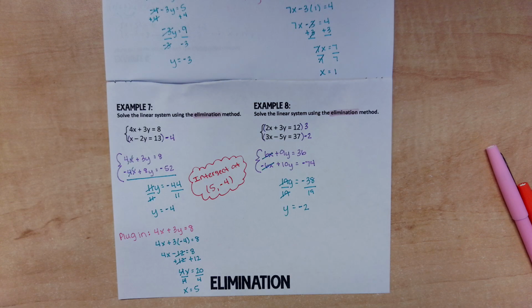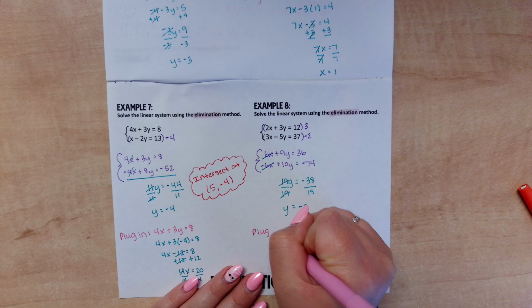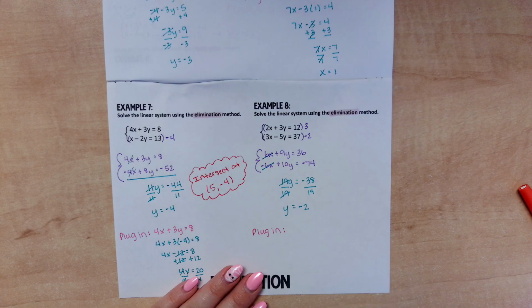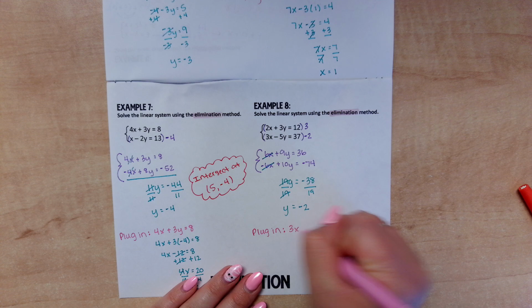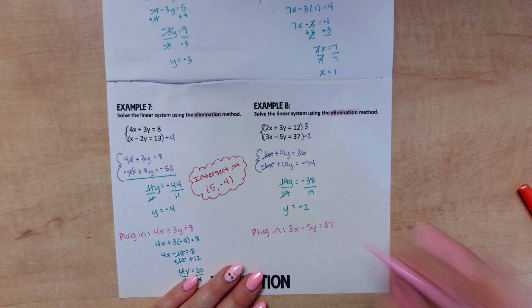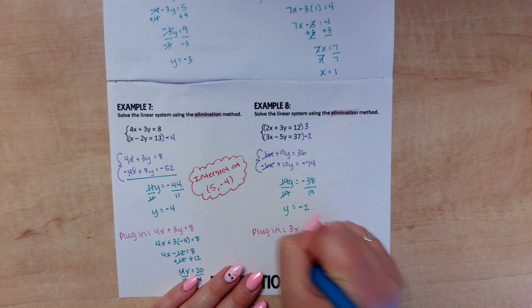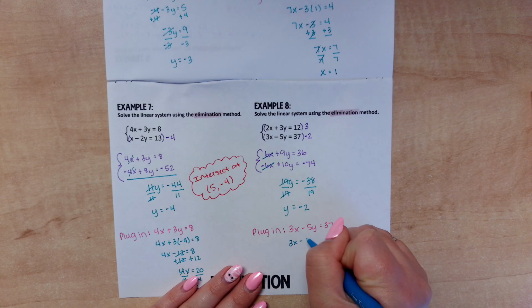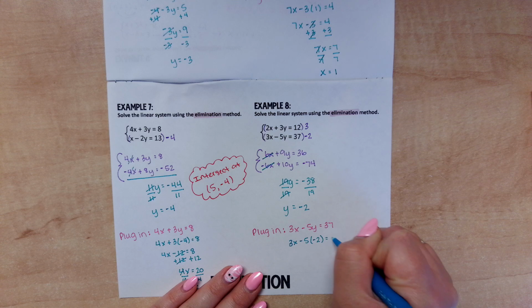I challenge you again to get the value of x. You do that by plugging in. So plug in. Pick a random one. I personally don't care. Let's just go back to me picking on the bottom. 3x minus 5y equals 37 here. So now I'm going to plug in. I got 3x minus 5 times negative 2 equals 37.